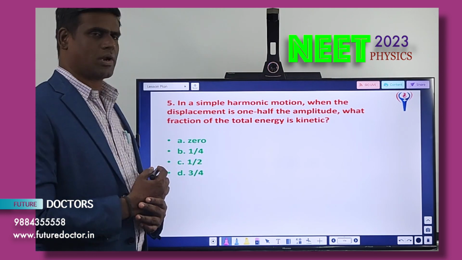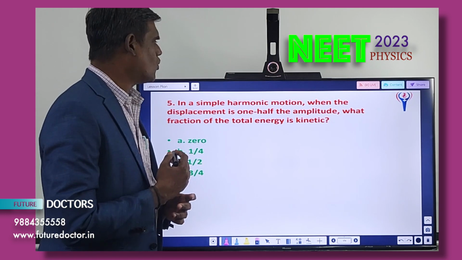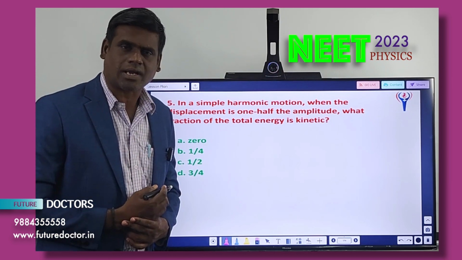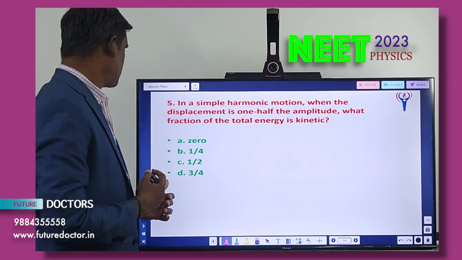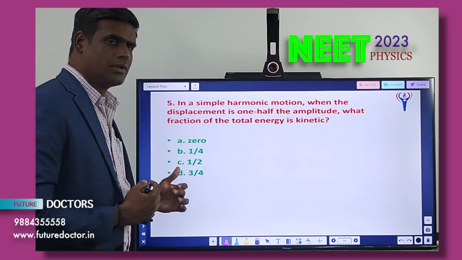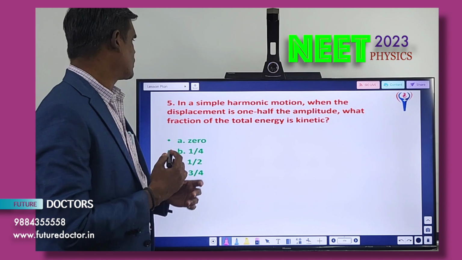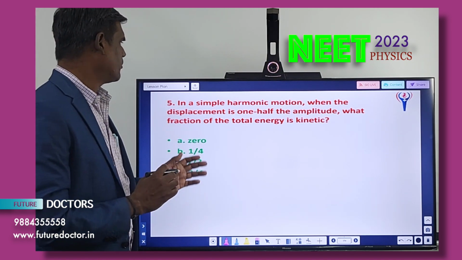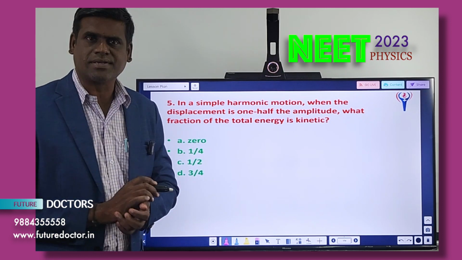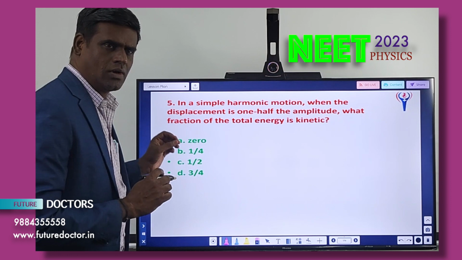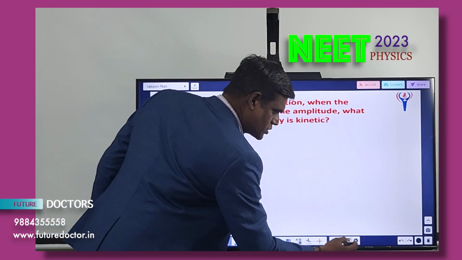In a simple harmonic motion, when the displacement is 1/2 of the amplitude, what fraction of the total energy is kinetic? Option A 0. B option 1/4. C option 1/2. D option 3/4. That is, here we should know the formula for total energy and kinetic energy of the particle in terms of displacement or amplitude. So by knowing the formula, you are able to solve this question. Let's move to question number 6.